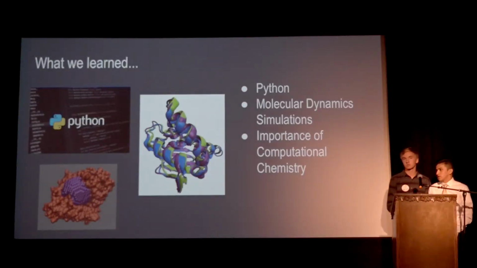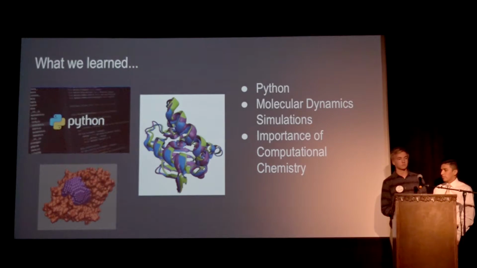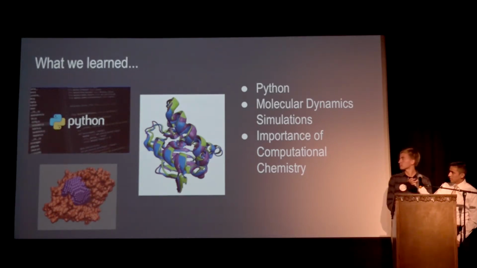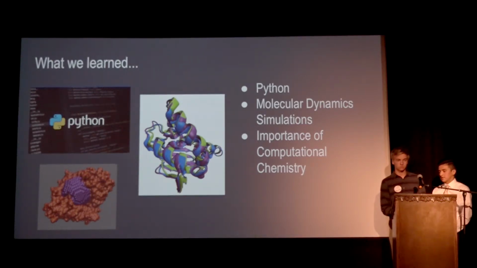And so what we learned throughout these 7 weeks was we worked a lot with Python, which is a programming language, and then we also used molecular dynamic simulations, which is just computer simulations of proteins, like what we have right there, and those were created by us. And then also we learned what computational chemistry is and how it's used.